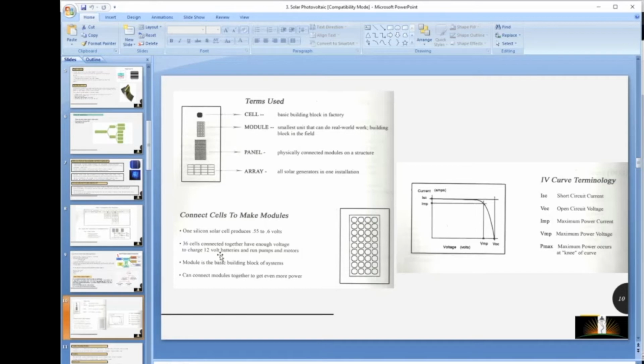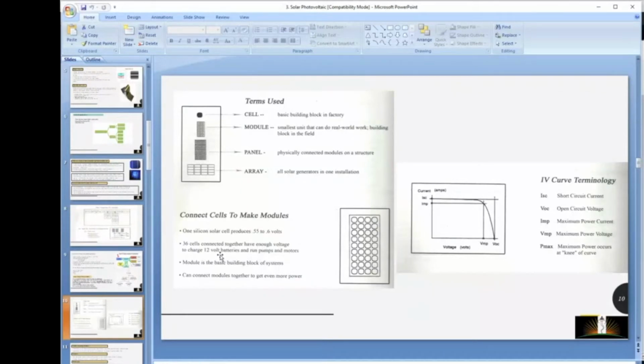Multiple modules connected is called a panel, which we generally procure. That is called a solar panel. Multiple panels connected in series or parallel, depending upon the requirement, is called an array. Panel is what we are procuring from the manufacturer. Array is what we are designing and ultimately installing.